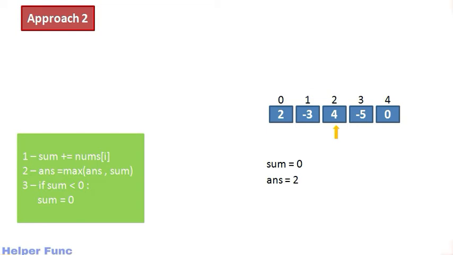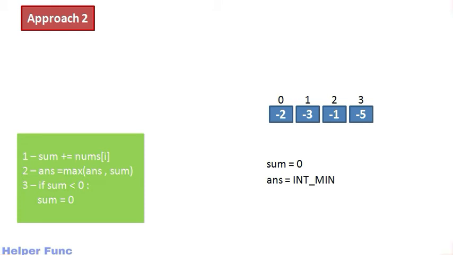Now we are at index 2 and we will add 4 to our sum. And because 4 is greater than answer, answer also gets updated to 4. Now in the next step, adding minus 5 to sum will make it minus 1, which will have no effect on answer, but because sum is negative, it will be initialized to 0. And now in the last step, my sum remains 0 and thus answer remains 4. Thus 4 is the maximum subarray sum that we can get from this array.